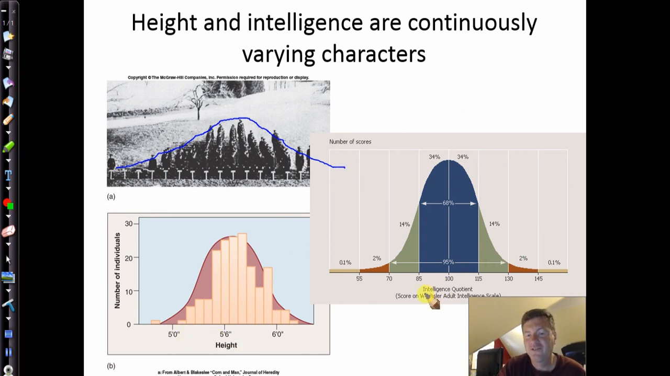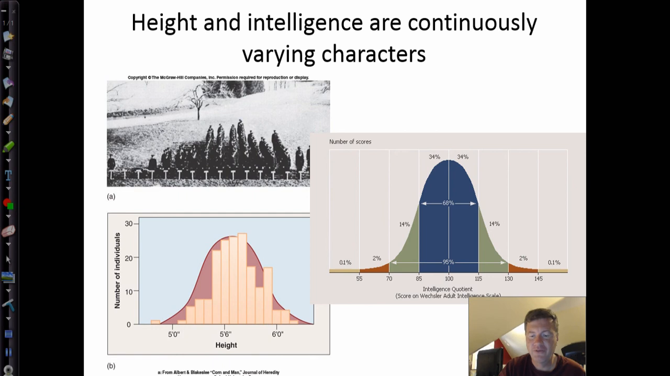Another example is human intelligence. There's very few people that are up here by IQ that are above 145. There's very few people by IQ that are on this end that are below 55. Most people are kind of in this average range, but the fact that you have someone here and someone there and someone there and someone there suggests more than one gene is involved. In other words, we're not all either brilliant or stupid. You have variation, and that's because intelligence seems to be influenced by multiple genes.